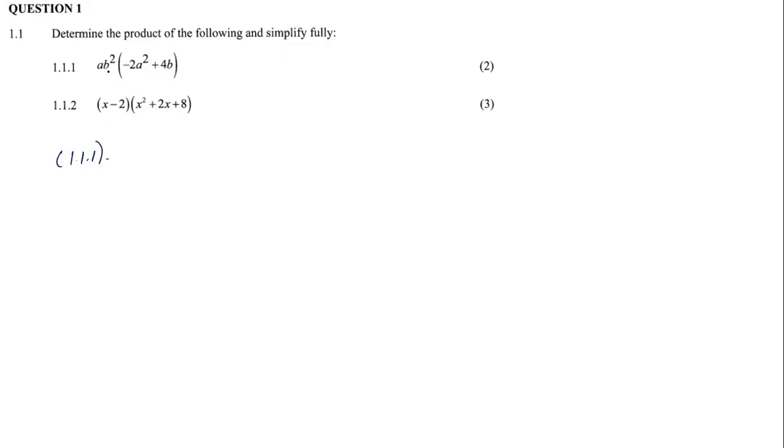Let us distribute inside. We're going to say AB squared multiplied by negative 2A squared. We have negative 2A to the power of 3 multiplied by B to the power of 2. And therefore, we distribute this one inside of the bracket. We're going to say AB squared plus 4B. We add the exponents of the same variables. In this case, we're going to add the exponents of B.